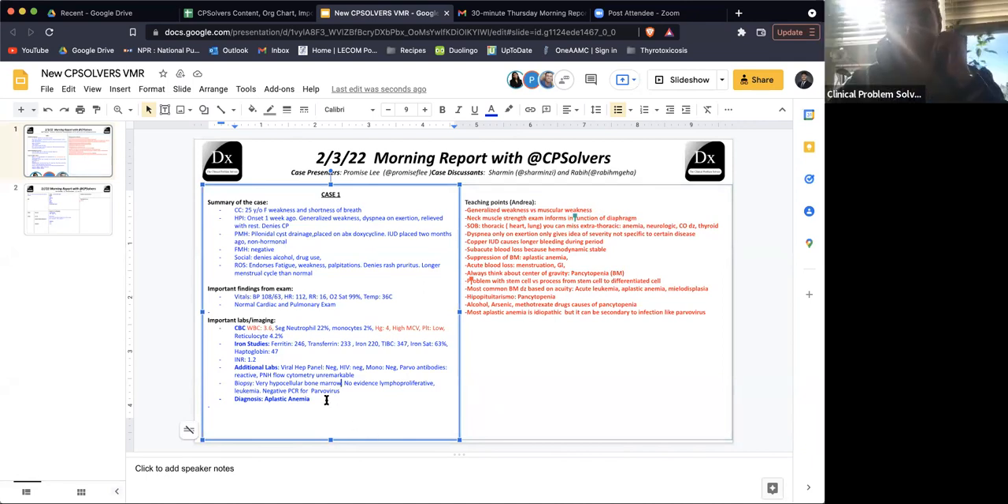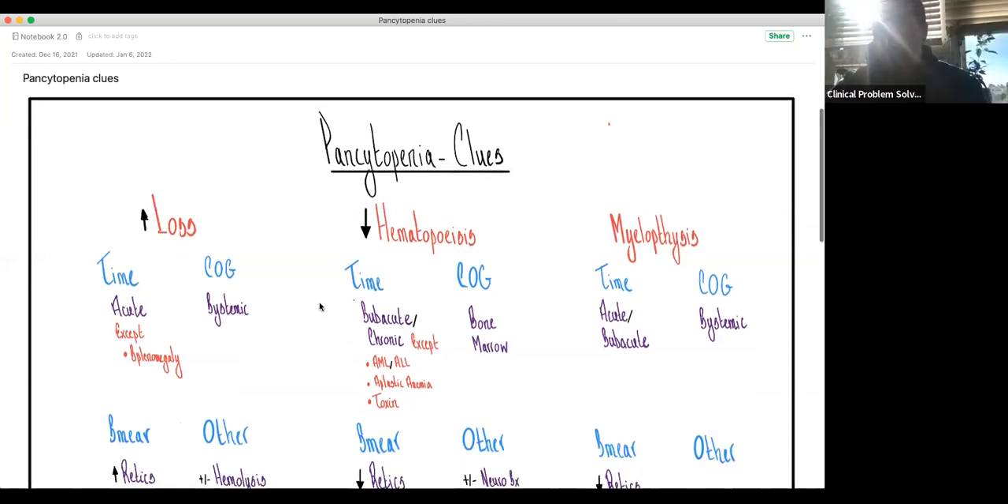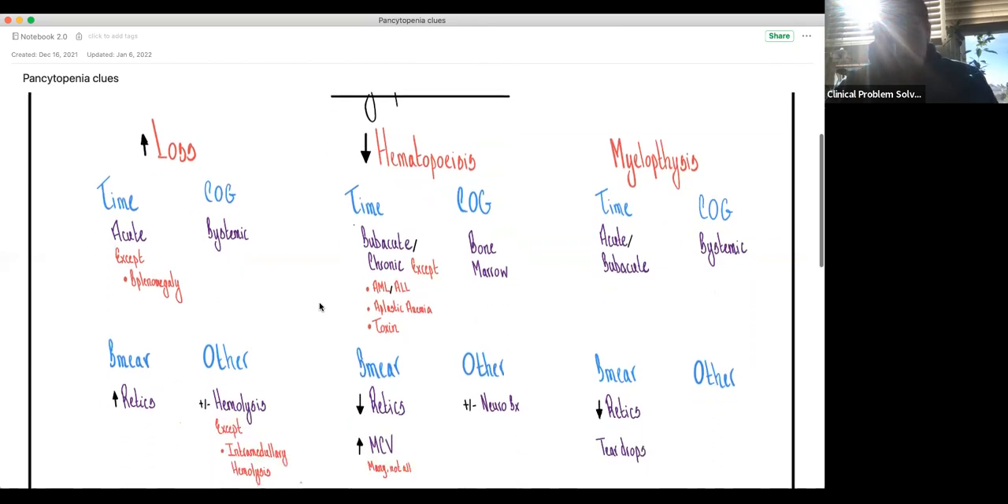I couldn't agree more. I think pancytopenia comes with the cost of you assuming that everything comes from the same source.